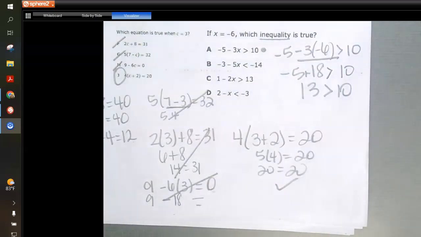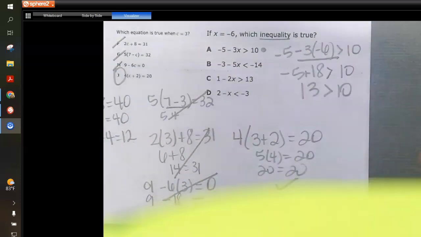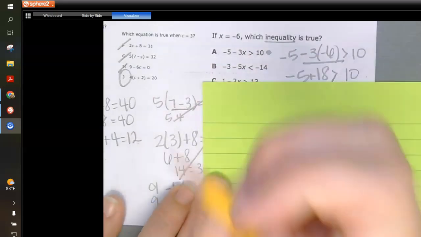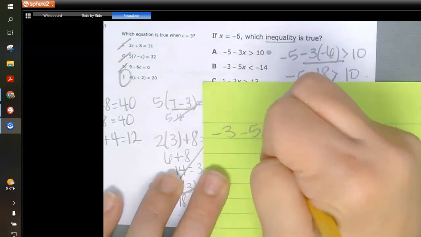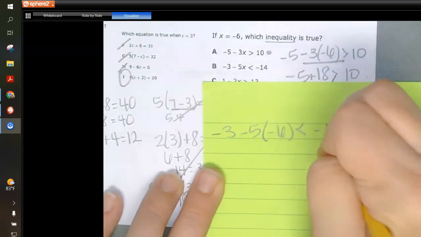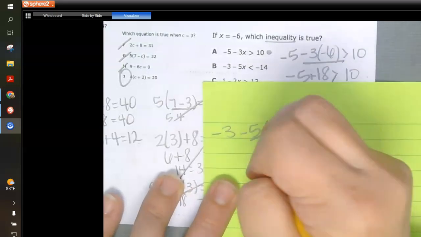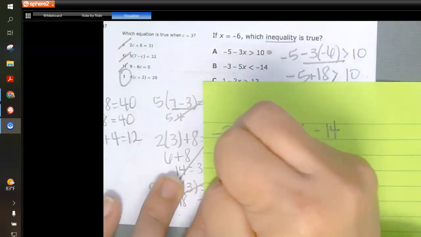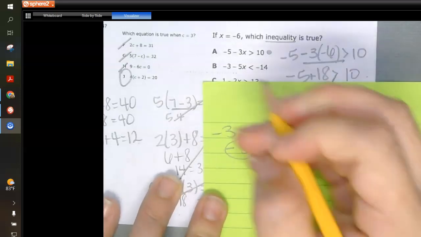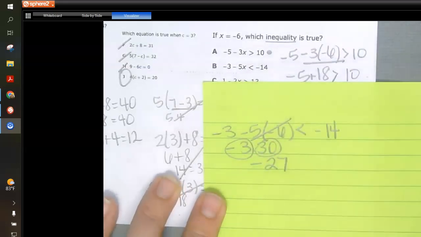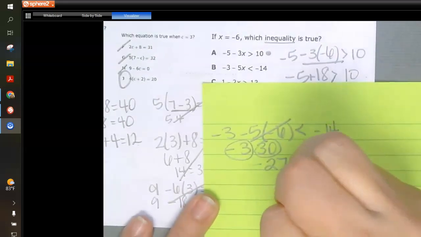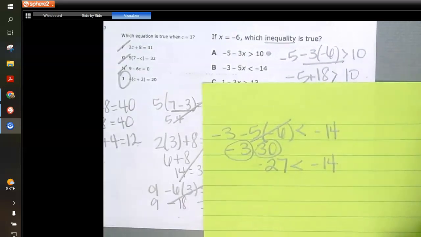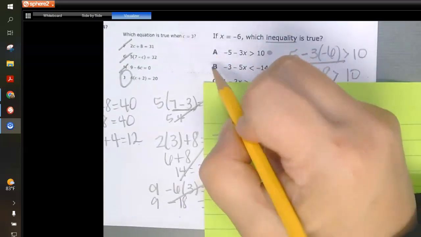I'm running out of room. Let me get a sticky note going for the rest of them. Okay. So for B, we have negative 3, a negative 5 times a negative 6 is less than negative 14. Okay, we'll multiply these first. That's going to be a positive 30. We're going to combine that with a negative 3. That would give us a negative 27. Oh, I'm sorry. It's not negative 27. Positive 27 is less than a negative 14. That is not true, so it's not going to be B.